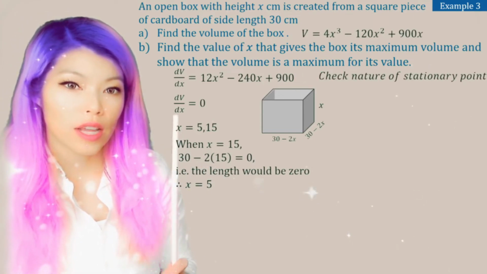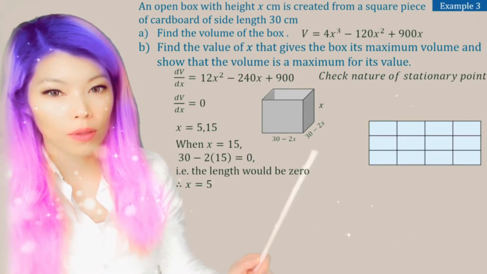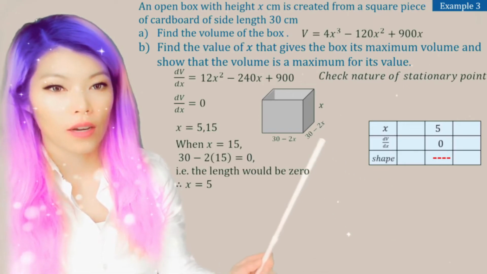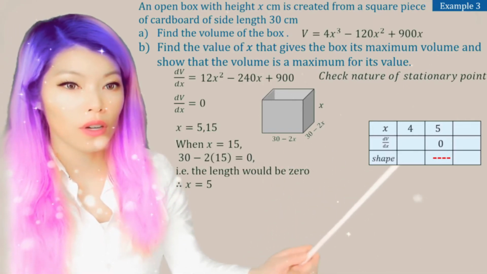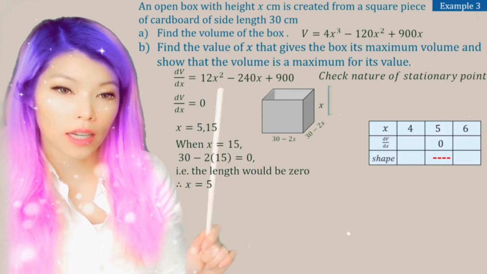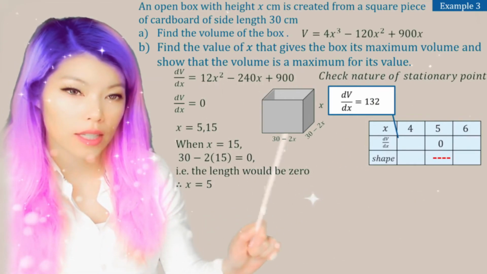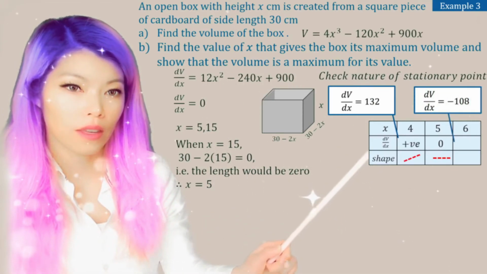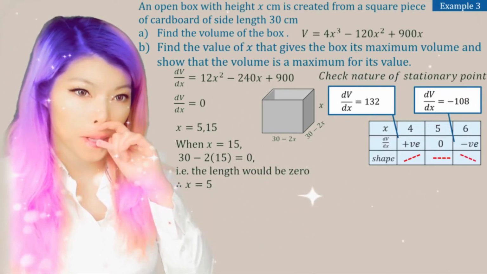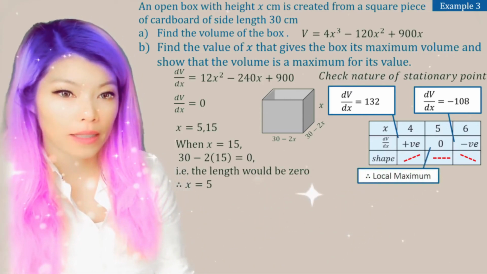So then we check the nature of the stationary point by putting it into the table. So when x is 5, we know that the gradient is 0. And we go to the left, which is x is 4. We go to the right, x is 6. We plug it into this equation here to find the gradient. And we notice that when x is 4, this equation is positive. And when x is 6, this equation gives me negative 108, which is negative, so going down. And so we have a local maximum.